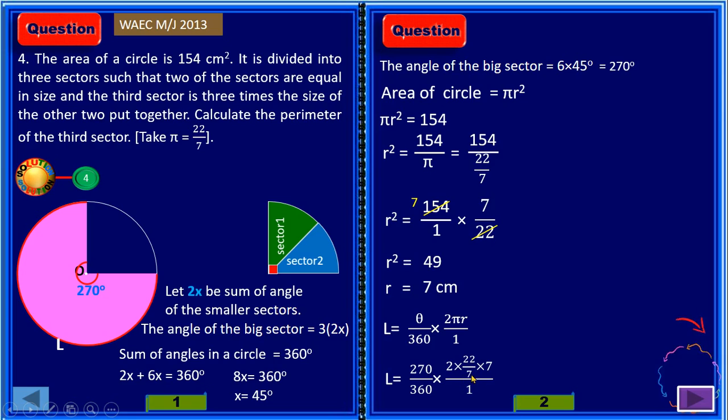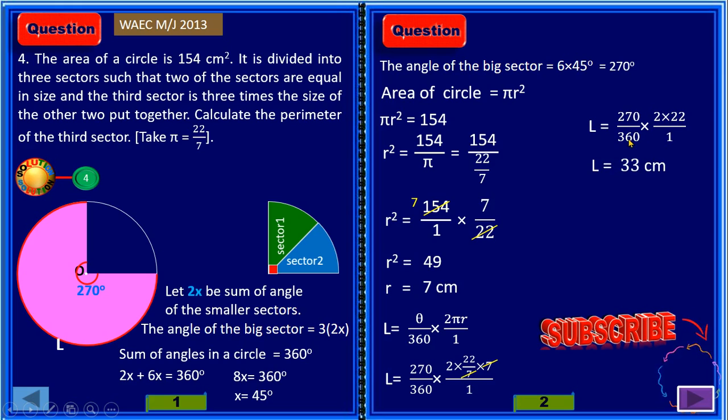As you can see, 7 will divide 7. So now we are left with 270 over 360 times 2 times 22 over 1. Simplifying that with a calculator, we are going to have that L is equal to 33 centimeters. So therefore the length of the arc is equal to 33 centimeters.